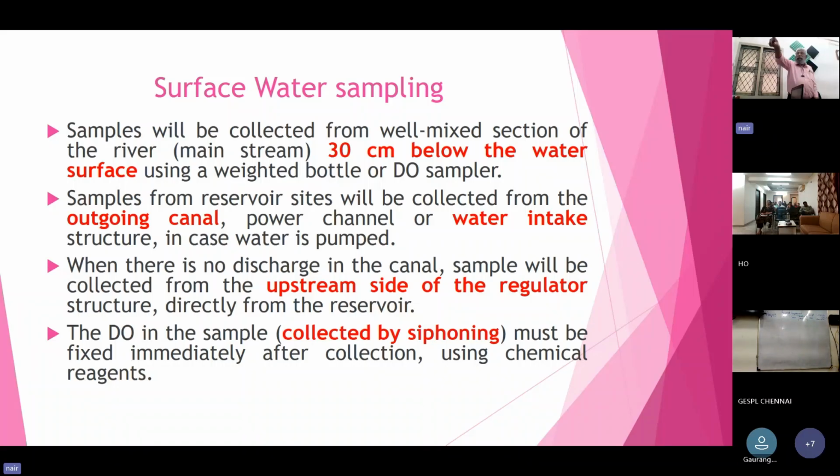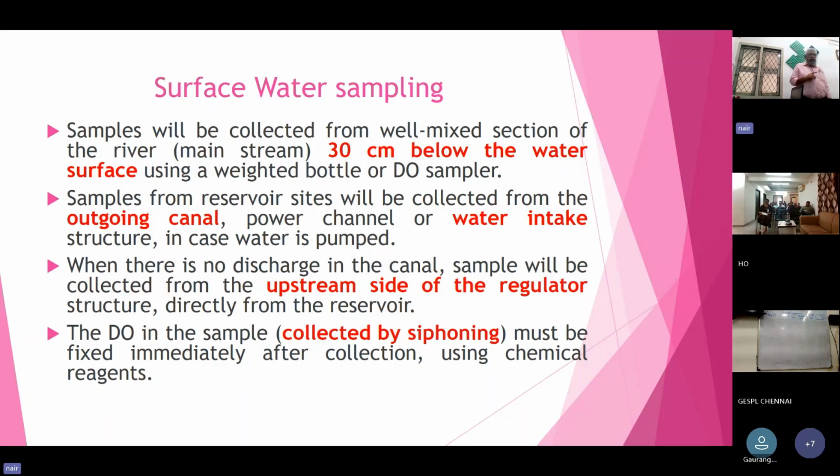Then immediately after collecting the dissolved oxygen sample by the siphoning method, it must be fixed immediately after collection. What is fixing? That is, the dissolved oxygen content, you have to fix it. How will you fix it? You have to fix it by adding some chemicals.